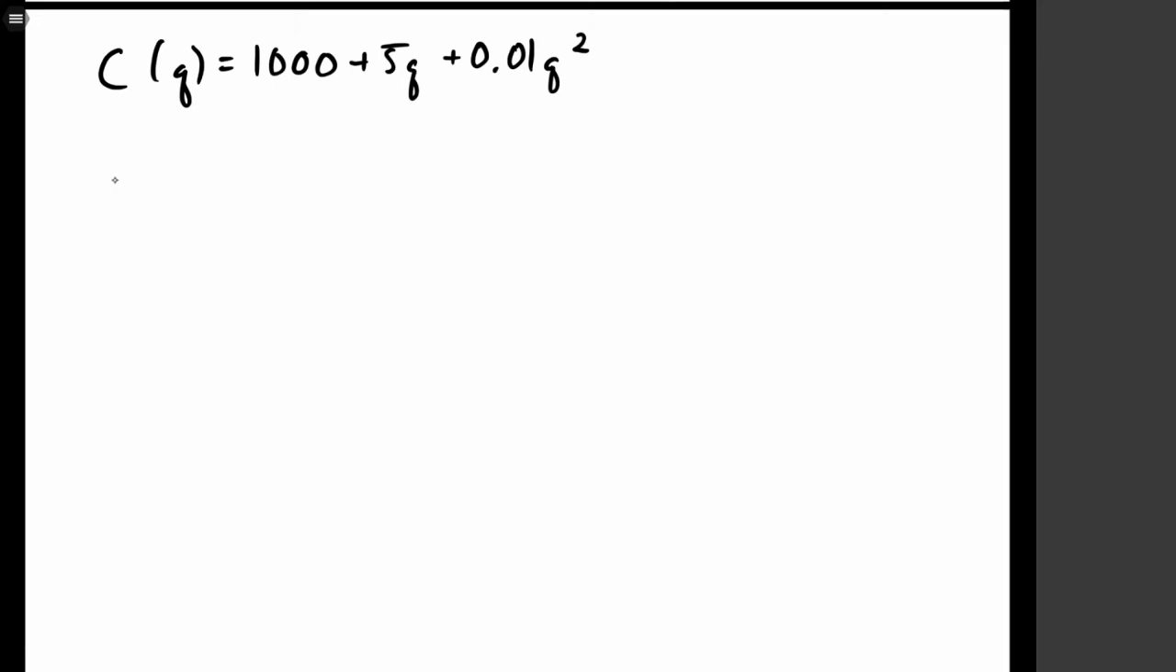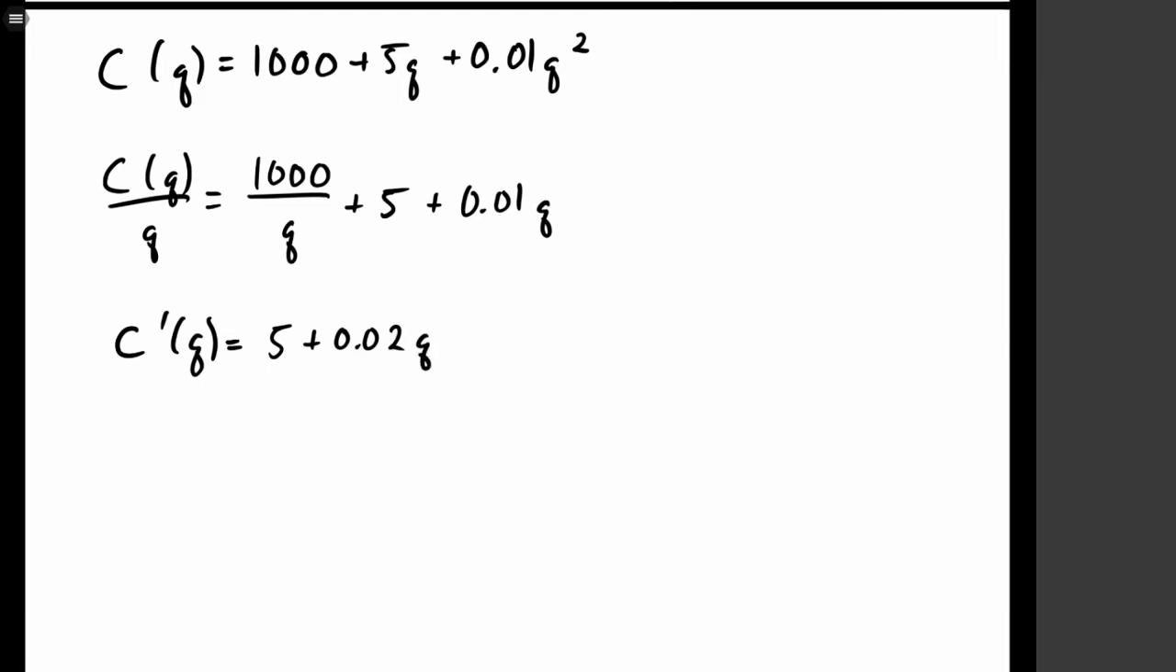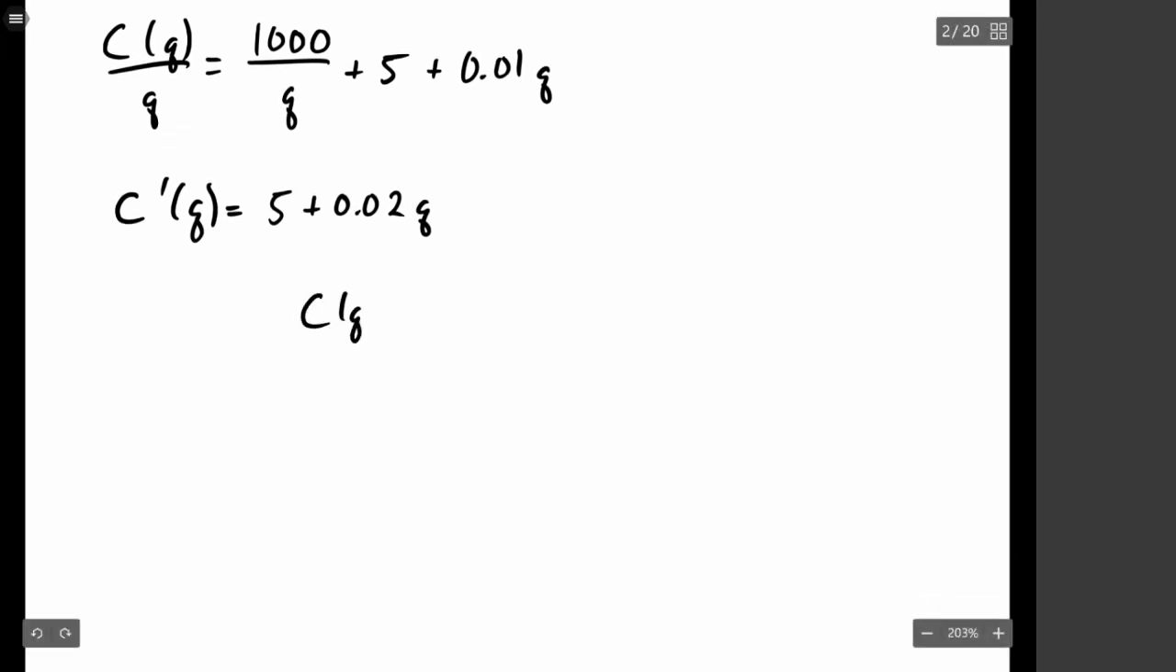So here's our cost. We want the average cost, which is this. We get 1,000 over Q plus 5 plus 0.01Q. Okay. We want to look at the marginal cost, C prime of Q. This will just be 5 plus 0.02Q. And remember, from our graph, we're saying that the best spot, the spot that minimizes the average cost, is when these two things are equal. So we're going to say, take the average cost and set it equal to the marginal cost.